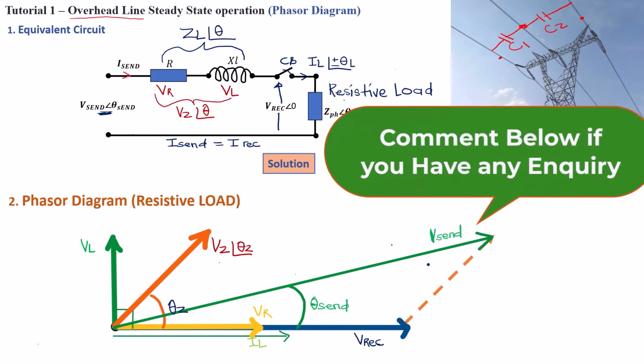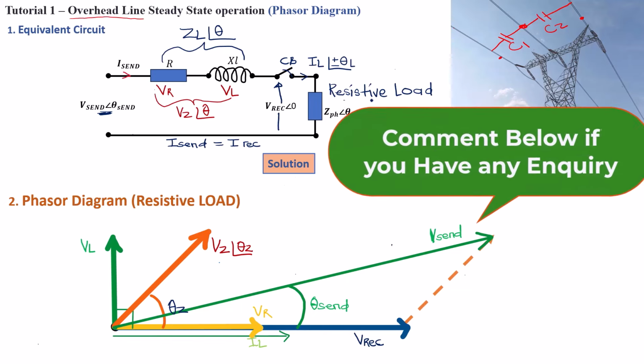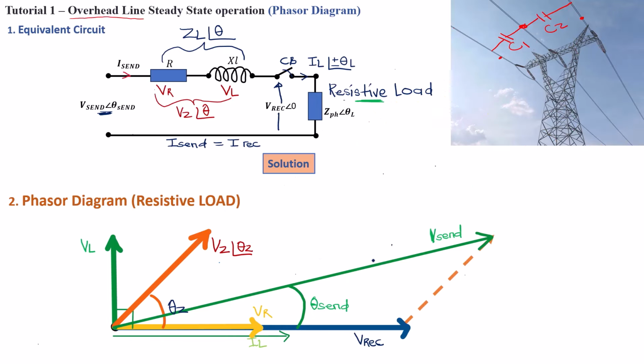Great. So this is it, guys, how you can draw a phasor diagram for a resistive load, for a short transmission line, with your impedance parameters. So make sure you join me next time in tutorial number 2, because this is tutorial 1, overhead line steady state operation. In tutorial 2 we are going to draw the phasor diagram for an inductive load, a purely inductive load, and we're going to finish off with a phasor diagram for a capacitive load.